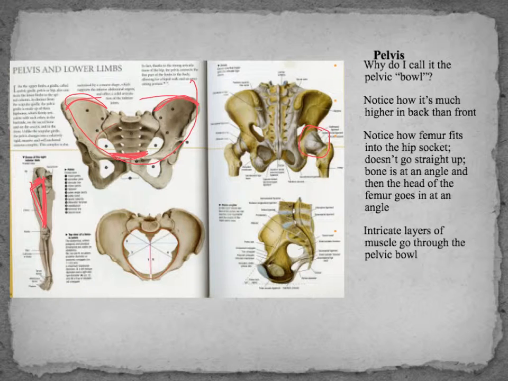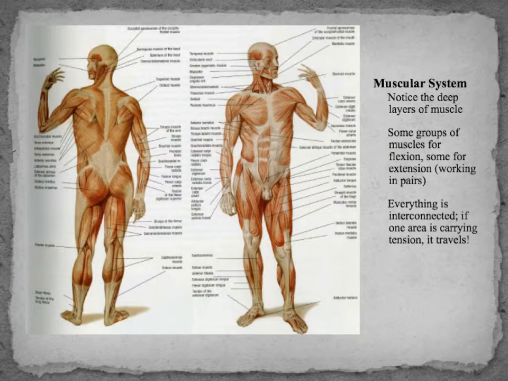And there's just all kinds of very intricate layers of muscle that go through the muscular system. Notice deep, deep layers. There are just layers and layers and layers of muscle that are all intertwined. There are some groups of muscles that are for flexing, some that are for extension. They work in pairs. So like the bicep will contract to lift the arm up, and then the tricep will contract to move it back down, okay? And everything is interconnected, which is great most of the time, but then it also means that if you're carrying tension in one area, it travels into another one.